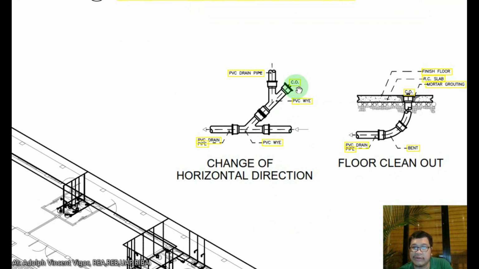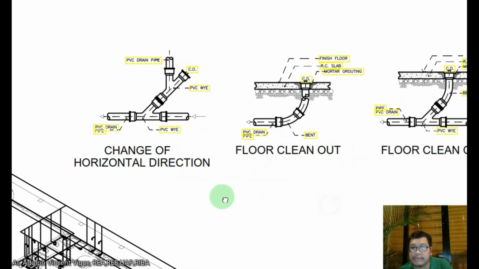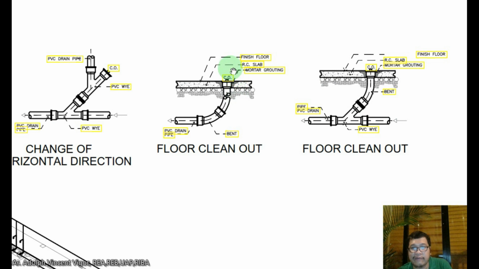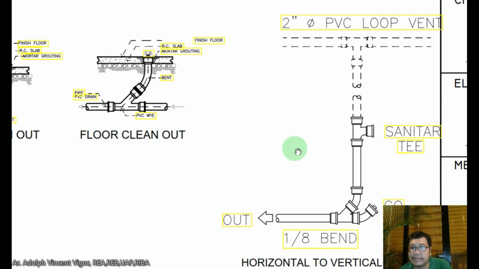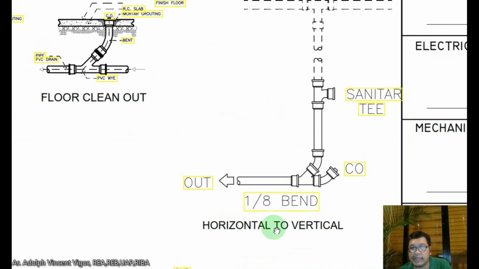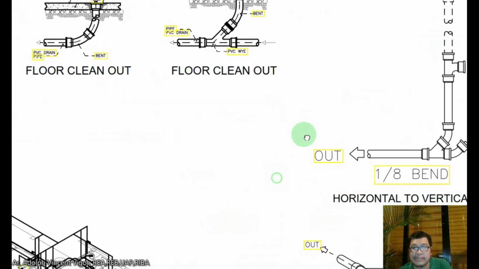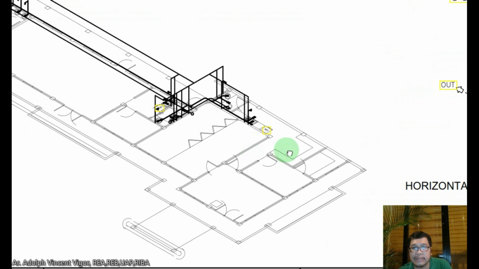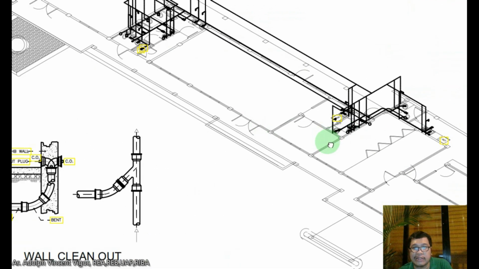Every change of direction you have Y. Okay. This is for the floor clean out. So there are connections from the horizontal to vertical. And this is the plumbing isometric.